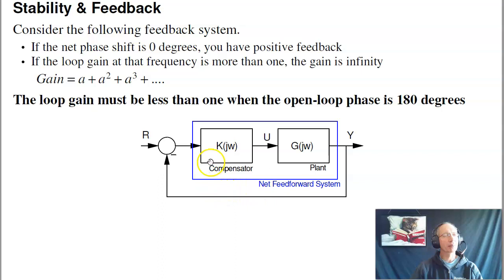If I have too much gain at that frequency, like if the gain is bigger than 1, what I wind up with is a signal that gets amplified, plus 1, plus 1, plus 1, plus 1, goes to infinity. That's where you go unstable. The closed loop gain becomes infinity. That's instability from the standpoint of frequency domain.